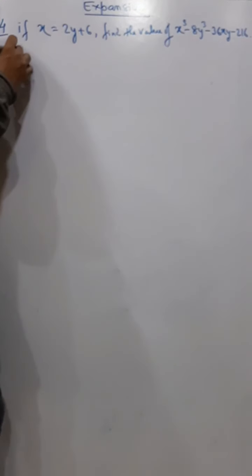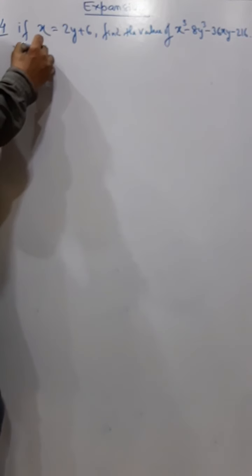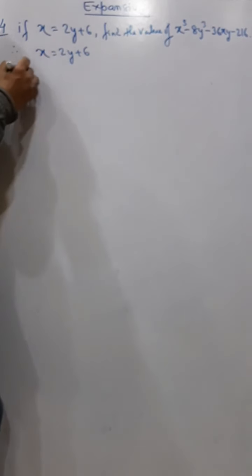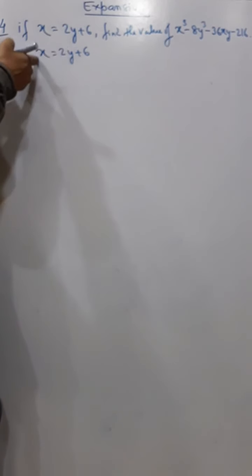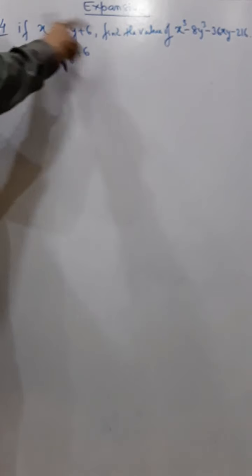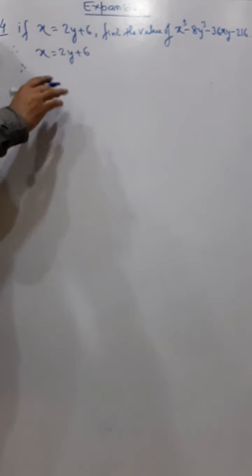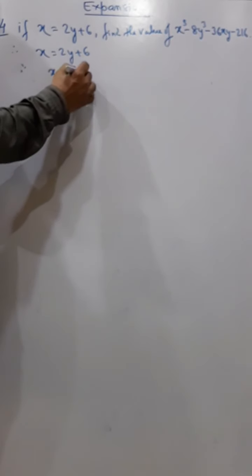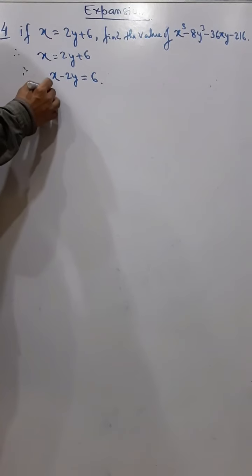So what you do in this sum: x equals 2y plus 6 is given, you just bring the alphabetical part and numerical part separate. So 2y, bring this side, so it becomes x minus 2y equals 6, and just do cubing both sides.